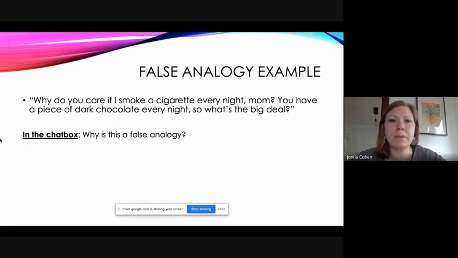Here's another example. It says, why do you care if I smoke a cigarette every night, Mom? You have a piece of dark chocolate every night, so what's the big deal? In the chat box, I would like you to tell me what are the things being compared and why is this a false analogy. Take 1 minute, pause the video, go over to our chat box and answer.